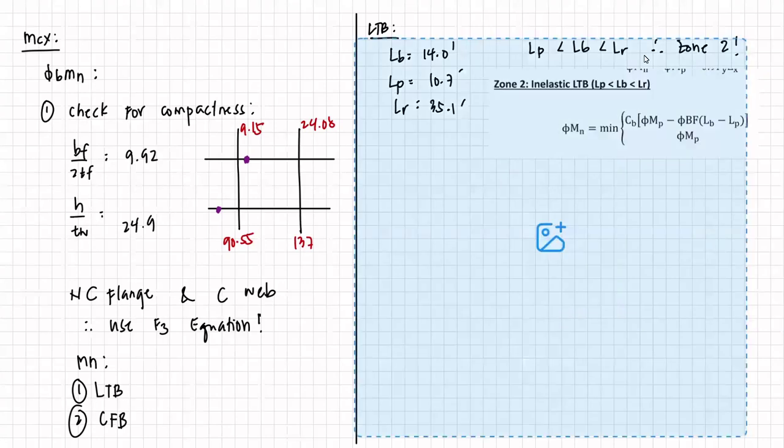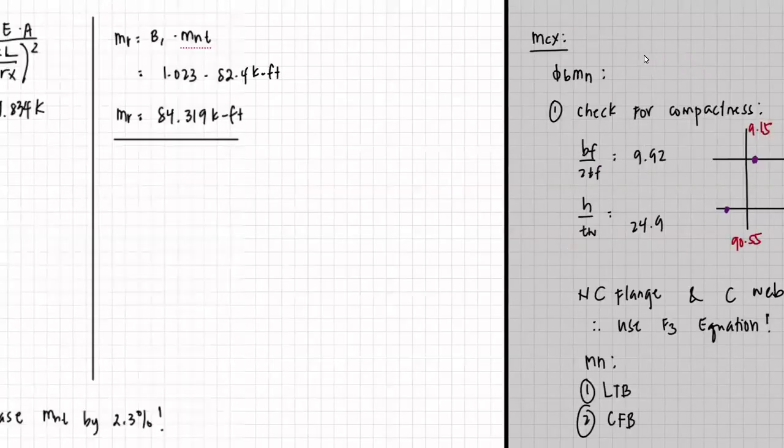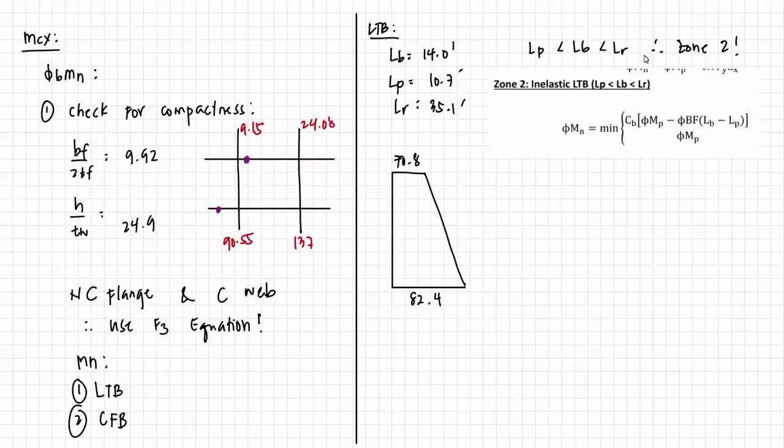So, ito naman pwede natin kunin na doon sa table, ano? Pero, we need to get the value of Cb pala. Okay? Wala pa tayong Cb. Okay? So, based from our moment diagram, ito yung 70.8, ito yung 82.4. Okay? So, we need to divide this into 4 sections. And so, 14 divided by 4 is 3.5 each. So, 3.5, 3.5, 3.5.